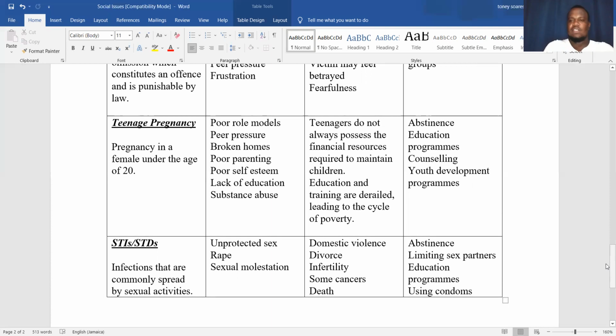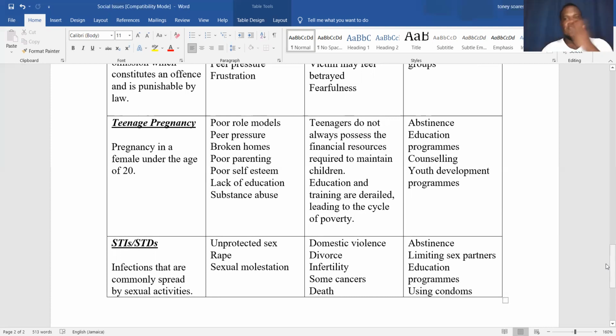Good. Some solutions to this: abstinence, number one, again, because if you're not having sex, then highly unlikely you can catch any of these STIs and STDs, right? Limiting sex partners. Try to remain faithful to your partner, because the more persons you have sex with, especially unprotected, is the greater chance you have of becoming infected with an STI or STD. Understand? There should be education programs informing people about STIs and STDs, the causes, the consequences, and how they can protect themselves from these STDs and STIs.